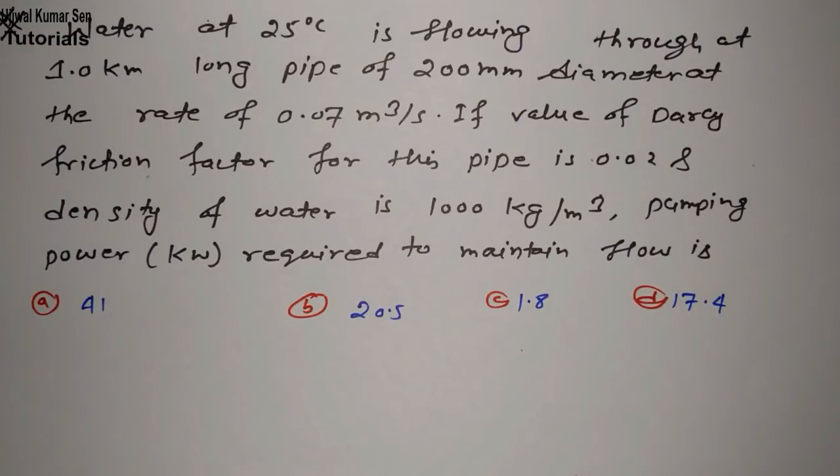And in this question, this is the question they have asked in GATE, right? So let's read the question first. Water at 25 degrees centigrade is flowing through a 1 kilometer long pipe. So from here we can write all the data.